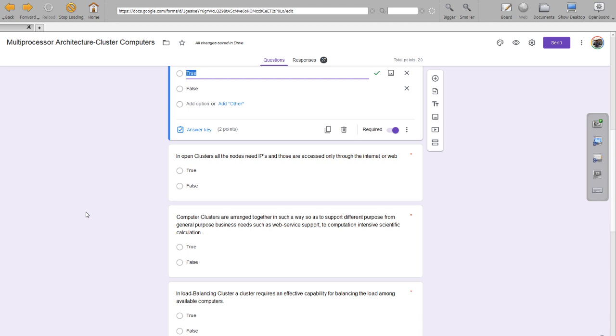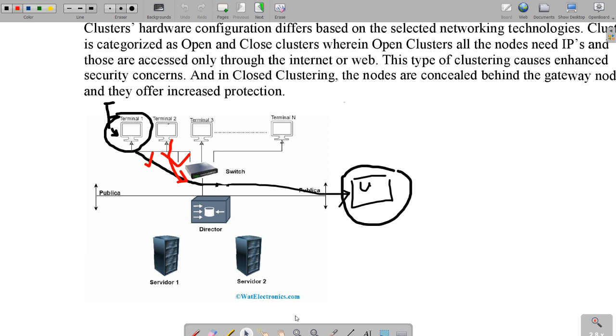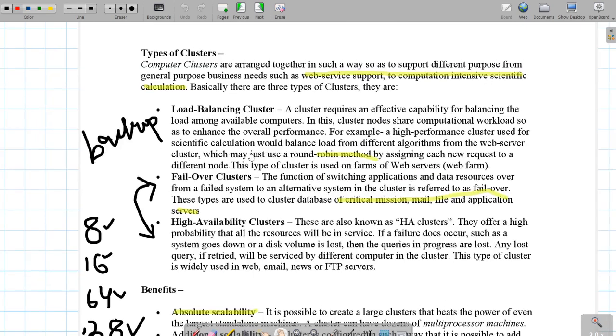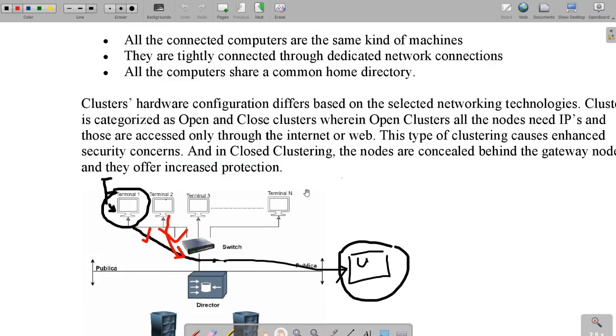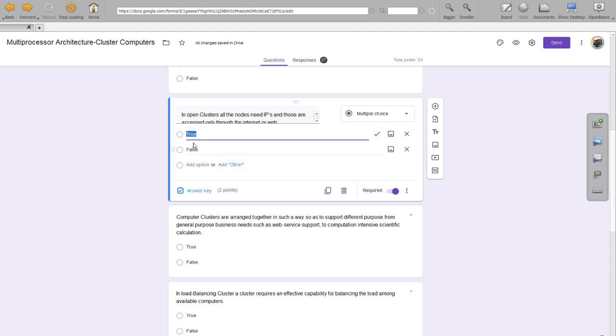In open clusters, all the nodes need IPs, and those are accessed only through the internet or web. The answer is true. Open clusters are accessed over the internet. That means you need IP addresses for the nodes. That is obvious. So the answer is true.